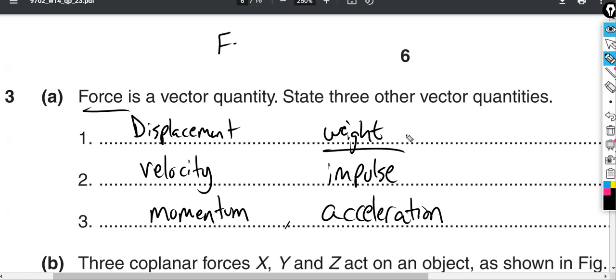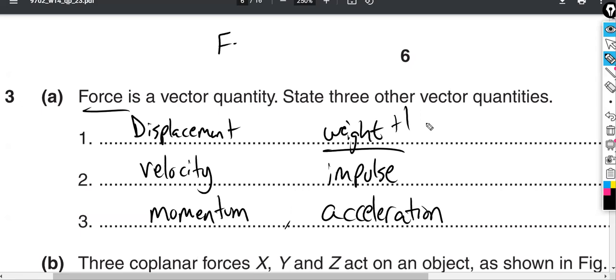You know what, if you said weight, give yourself a +1 on that. That's well done because weight is indeed a vector, okay, but it is a force. I don't know if they credit that if you're sitting for this paper, but I'm going to credit it with a +1 because that's well done, class. So good job on weight there.